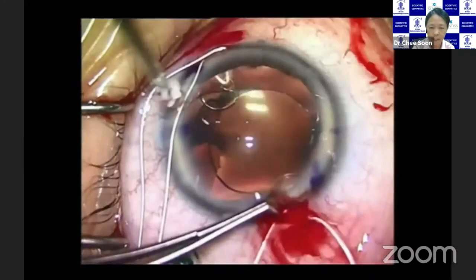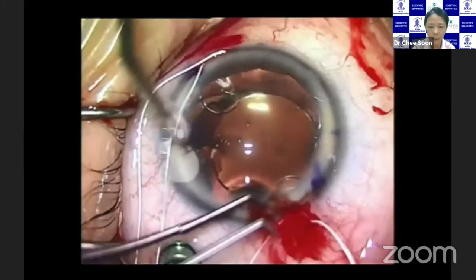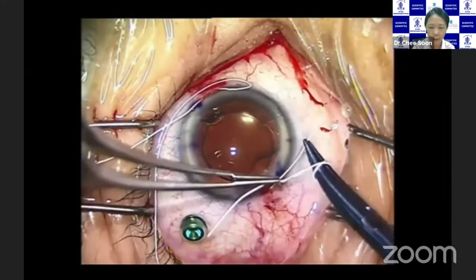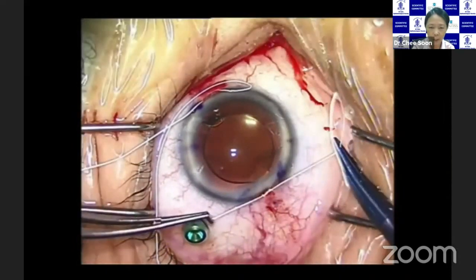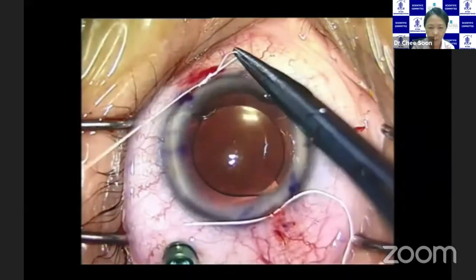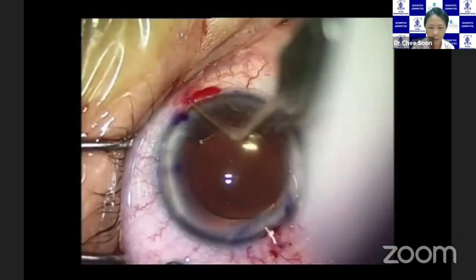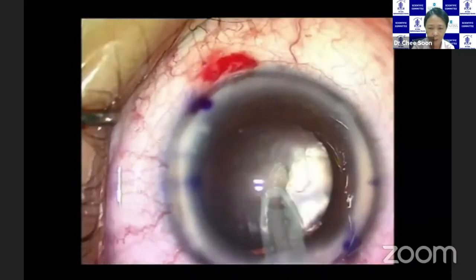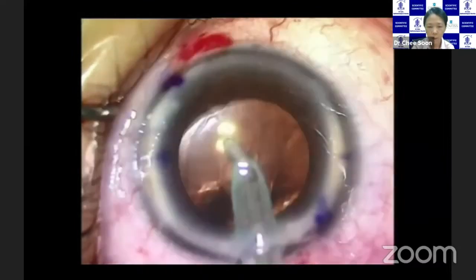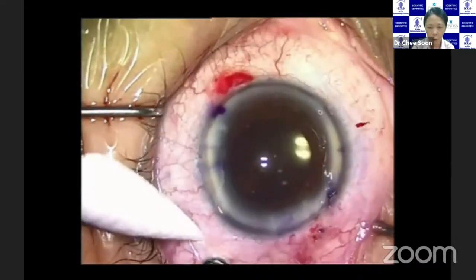This really makes it easy because if you had a Cionni ring, you would have to keep rotating the eyelet to the right place. Here you can insert the capsule tension segments without rotation, no torque, no stress on the zonules even. And even if you had a slight tear, you can still use it. So this is just to show you the end of this section.